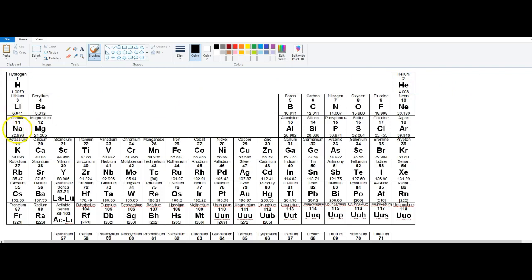Sodium over here has 11 electrons. It wants to become like neon and have 10. How many electrons does that mean it needs to lose? 1. So this whole group, this whole family as we call them, wants to lose 1 electron. Boom. You should be able to do 3, 4, and 5. Pause this video. When you're done, we'll talk about how to do the very last set of problems.